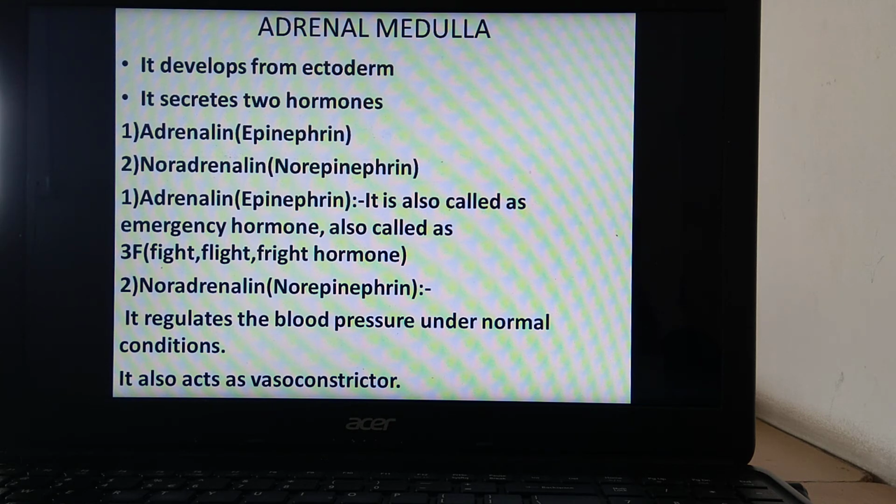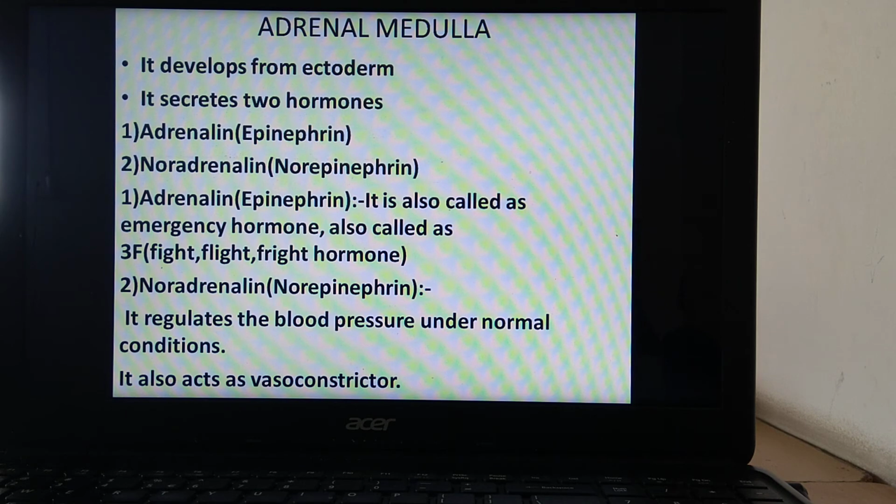See, during examination, whatever we are going to prepare, just within a short period of time, that portion which we didn't get during the whole year can be prepared within a very short period. As it works during emergency, all emergency conditions will be evoked and get ready to solve the problems. So this is called the emergency hormone. Okay, so remember adrenaline, emergency hormone, also called 3F.